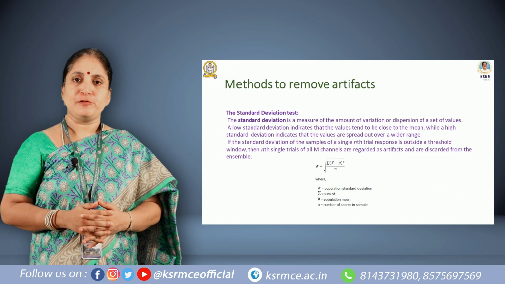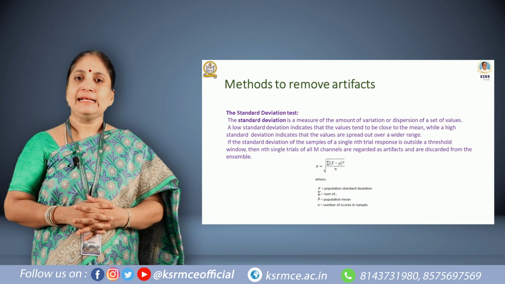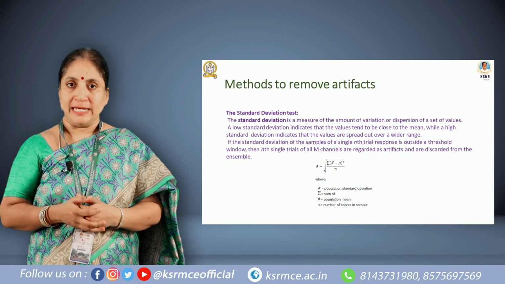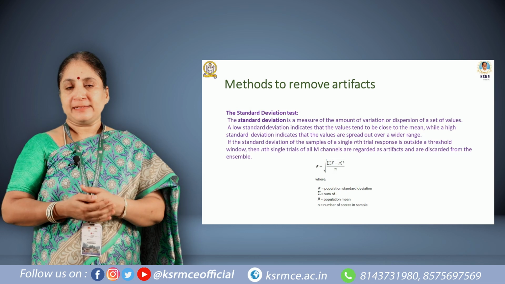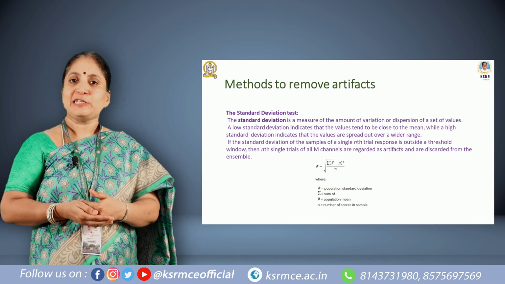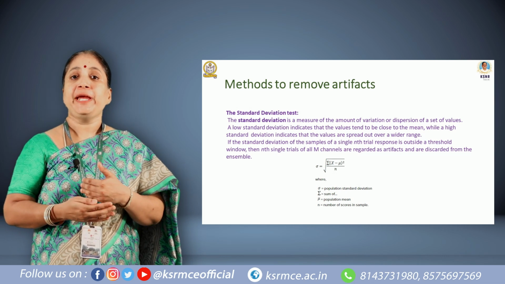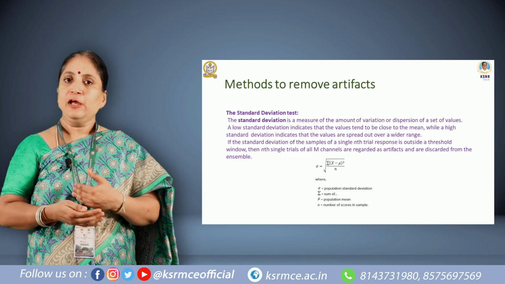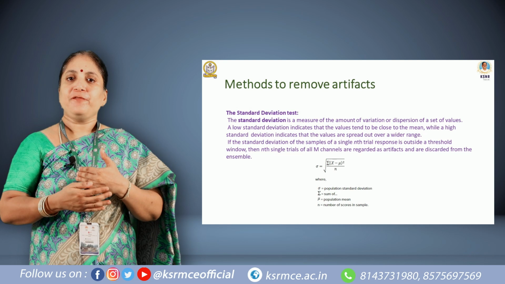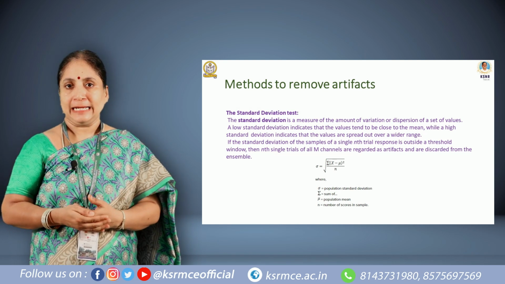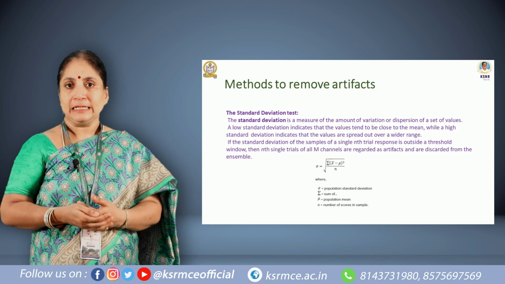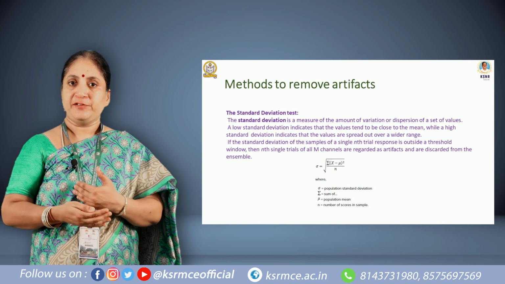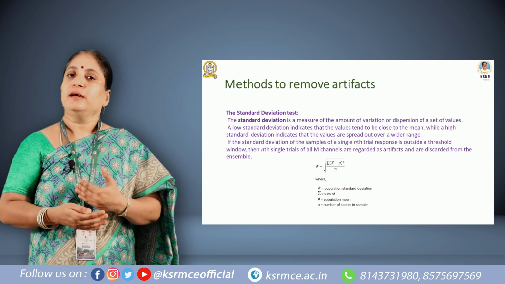The other method used to identify and remove the artifacts is the standard deviation test. Standard deviation is actually the second order moment. The standard deviation gives the deviation of a set of data values from the mean value. So, here the standard deviation test is used to identify the artifacts in the visual evoked potentials. If an artifact occurs in these evoked potentials, it deviates much from the mean value.